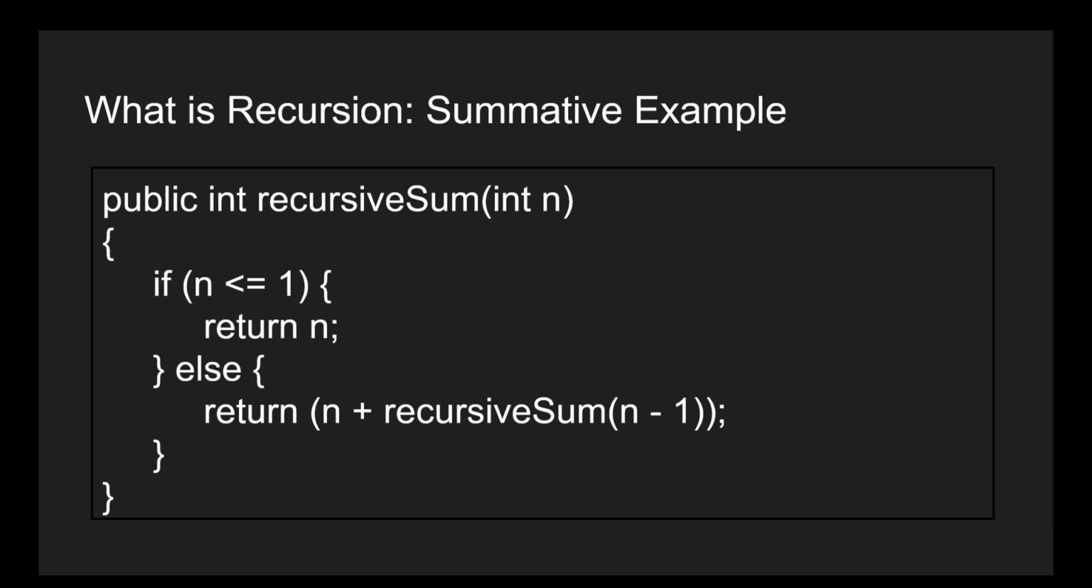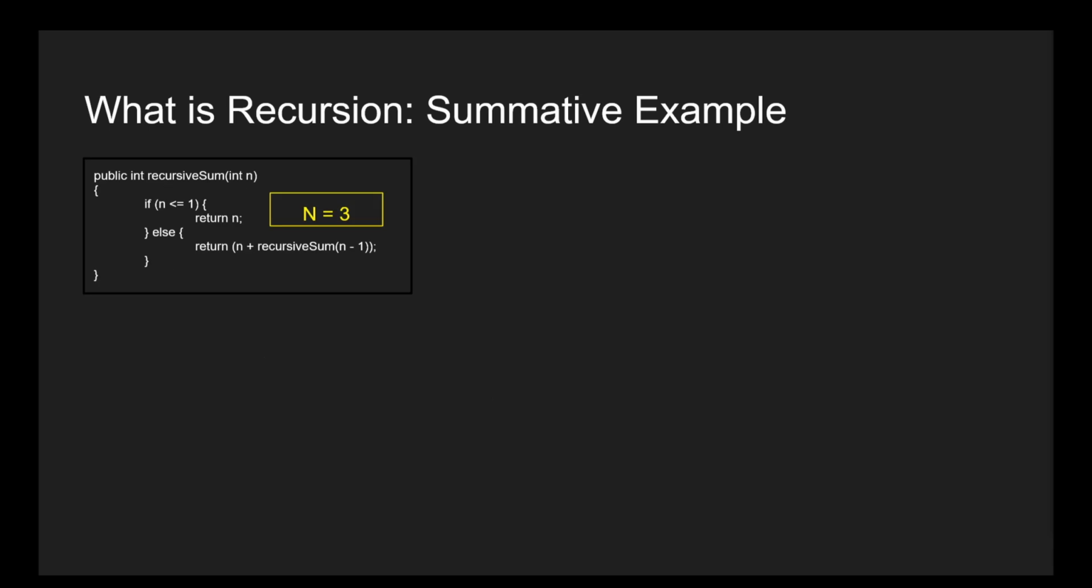Why do we add n plus the function call? Well, let's actually go through the function as if we were the computer and see why. We start with a call of recursive sum with n equals 3. We know that 3 is not less than or equal to 1, so now we try to return a recursive sum of n, which is 3, and then the returning value of recursive sum with n of 2.